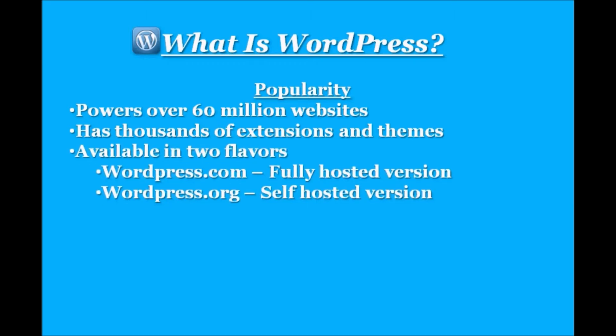It is available in two flavors. At WordPress.com, which is a fully hosted version, there are some limitations as to what you can use these sites for, and a lot of the features are premium features you would have to pay for. And additionally, there's the version available at WordPress.org, which is self-hosted, which you install on your hosting account or domain. And this is the version that we're going to focus on throughout this video course.